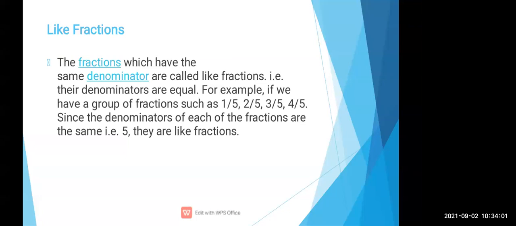With good handwriting, okay? Your handwriting should be good. Properly, you have to write what is like fraction. And then the second slide, what is unlike fraction. And after that, we'll start with our practice set. See, not more than 1 minute. 1 minute में हम लोग सब लिख सकते हैं. It is only 4 to 5 lines.